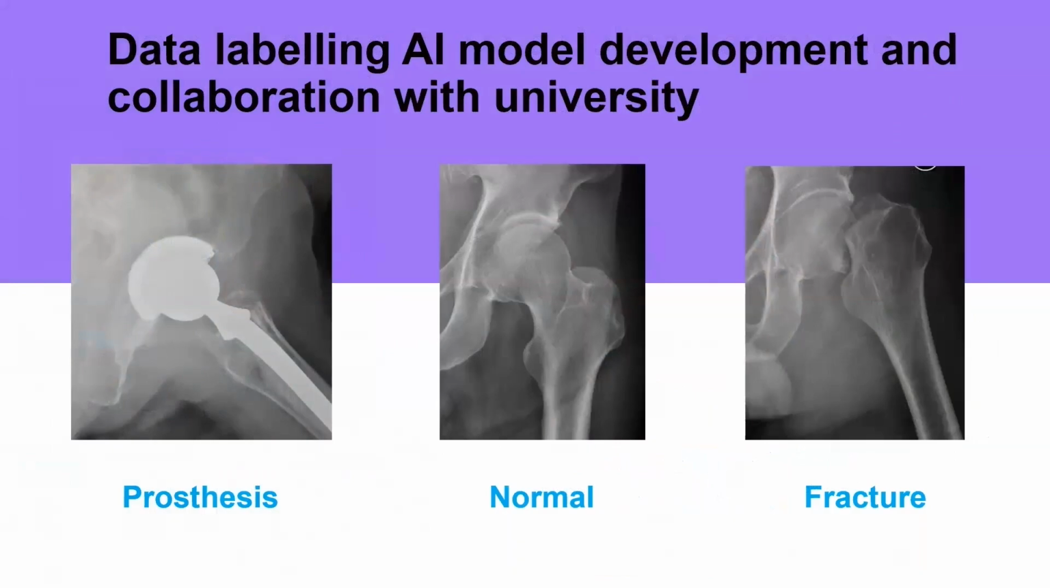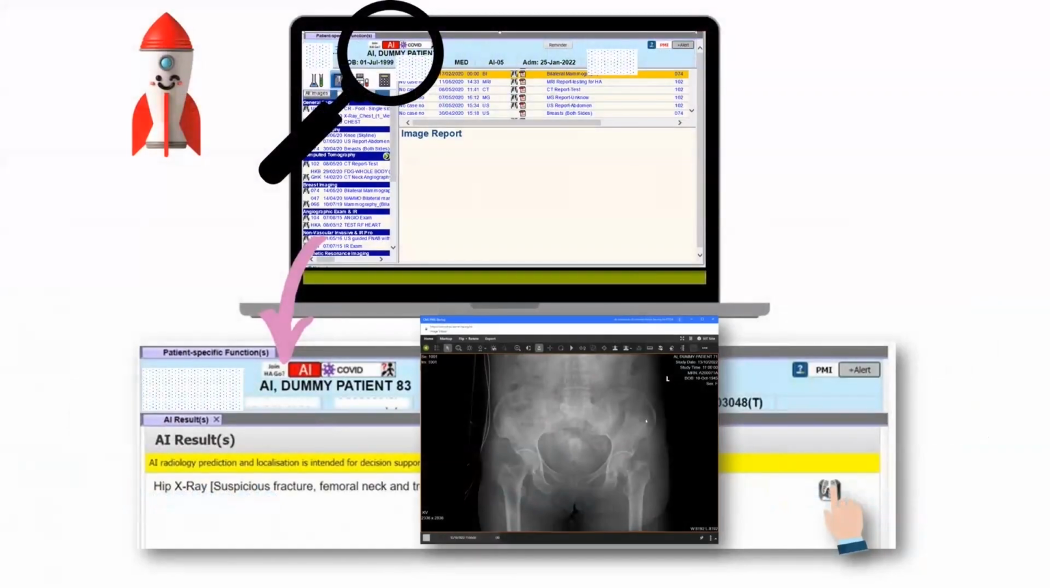The first project, which is a very good project, I can say, is the collaboration with two local universities on developing an AI model for detection of fractured neck of femur. Our colleagues worked with the university colleagues to label what is a prosthesis hip, what is a normal hip, and what is a fractured neck of femur X-ray. After the labeling and development of the model, we also applied the same pipeline, still with the red indicator in the clinical management system.